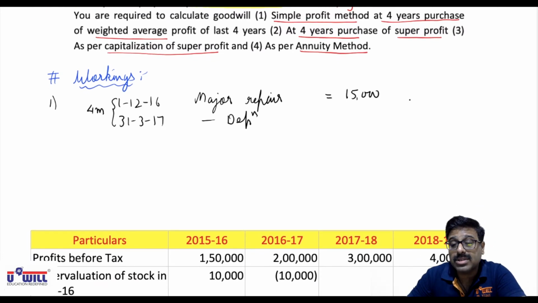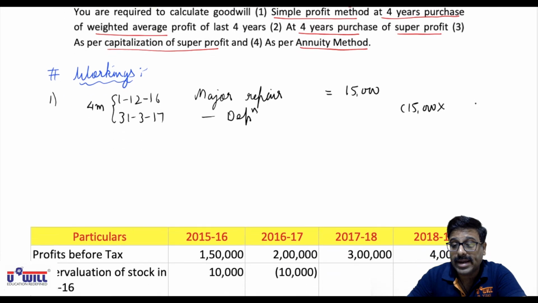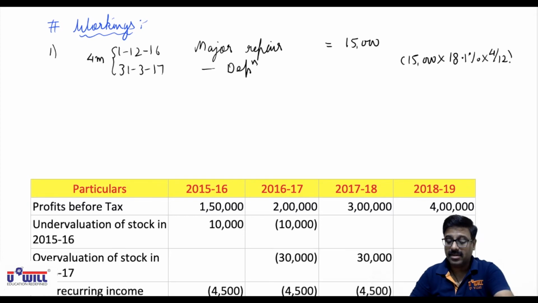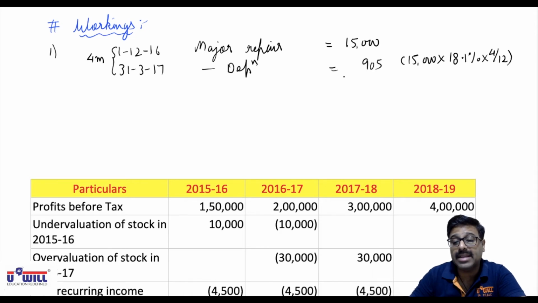So 15,000 into, the rate is given, 18.1% per annum. 15,000 into 18.1% into 4 divided by 12. Do it everyone. The depreciation for that year comes to 905. If you minus that, then you'll get 14,095.